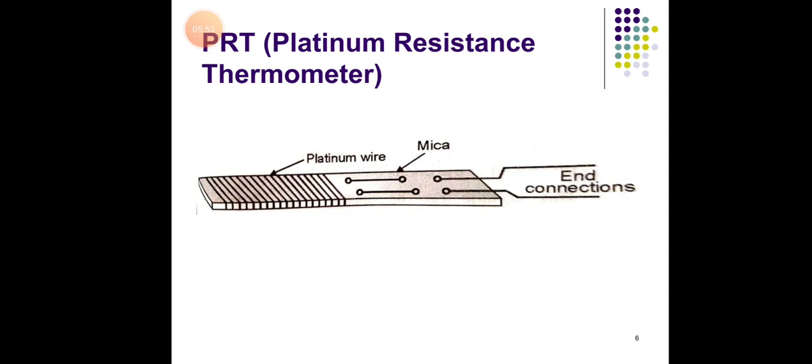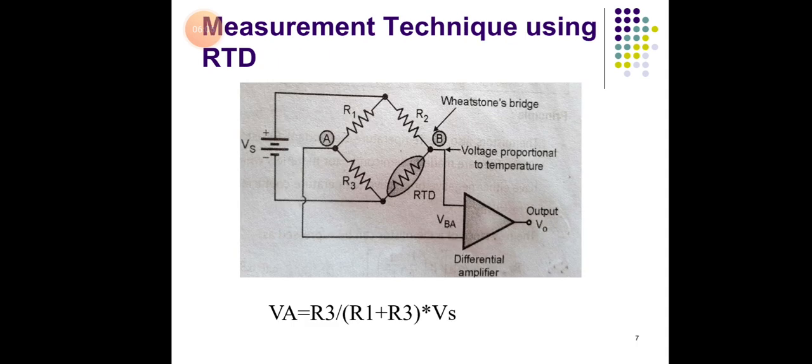The variation in the resistance of the PRT is then converted into a proportional voltage variation by connecting it in the Wheatstone bridge form as shown in the figure. For many applications, the platinum resistance wire is enclosed in a protective tube.